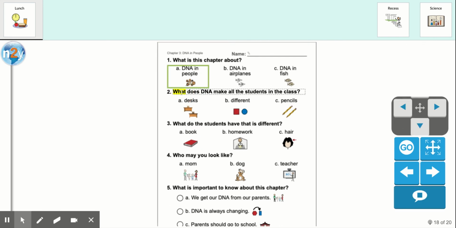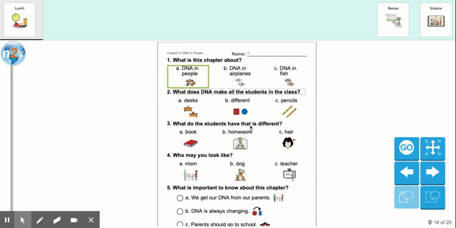Okay, number two. What does DNA make all the students in the class? Desks, different, or pencils? Well, desks and pencils doesn't make much sense, does it? It does make them different. Different.